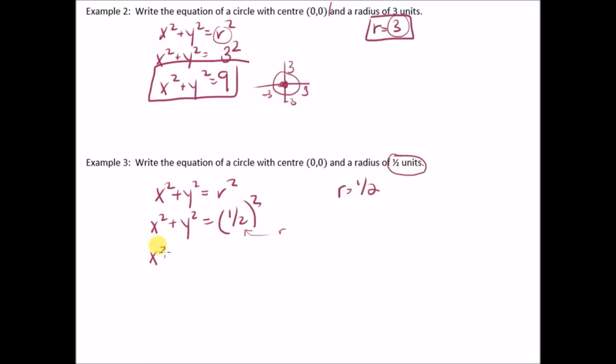Now, write the equation of a circle centered at 0, 0 with radius of 1/2. Same idea: x squared plus y squared equals r squared. We know that r is 1/2. So if we took 1/2 and squared it, x squared plus y squared equals 1/2, but we have to square it because that's actually just our radius. We get x squared plus y squared equals 1/4.